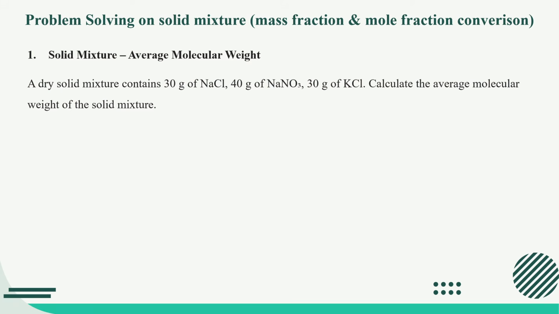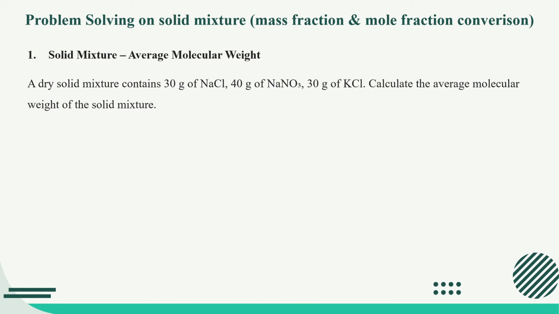The first problem will be on a solid mixture, where we are expected to find the average molecular weight. So let's read the question. A dry solid mixture contains 30 gram of sodium chloride, 40 gram of NaNO3 and 30 gram of KCl. We are asked to calculate the average molecular weight of the solid mixture.